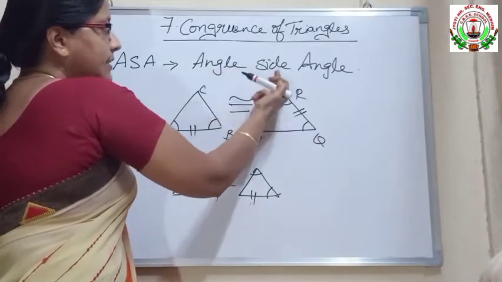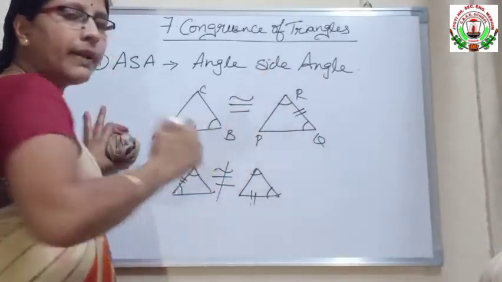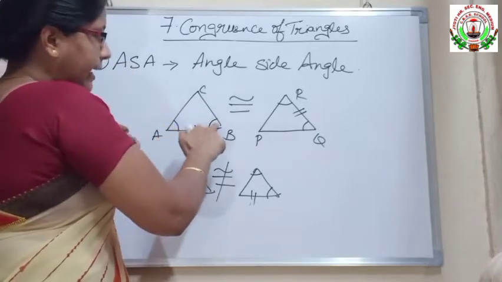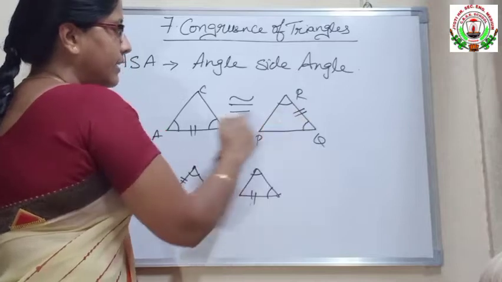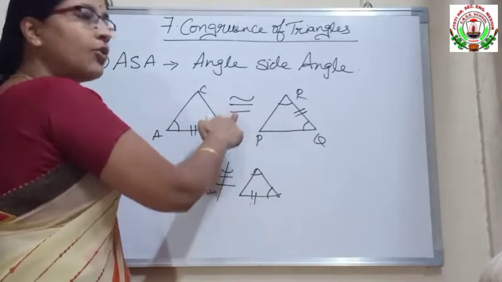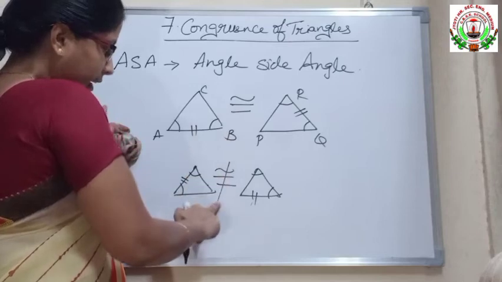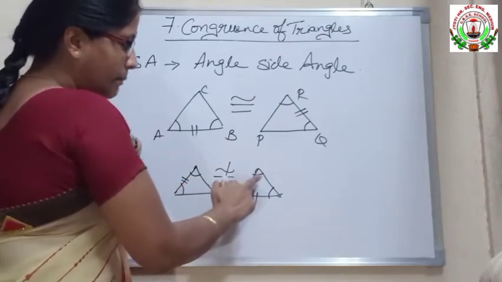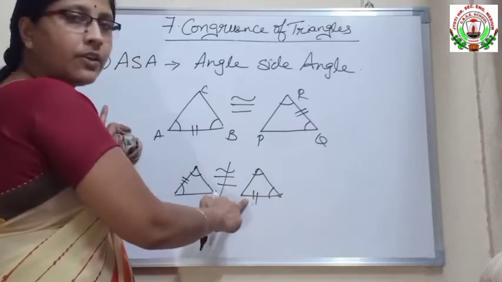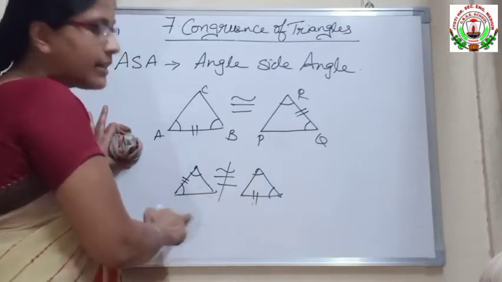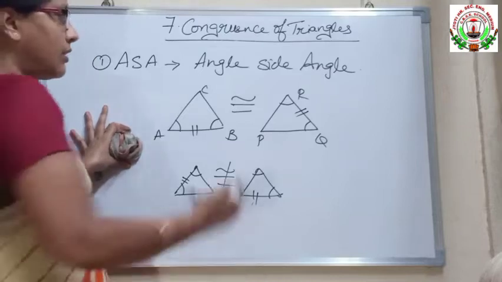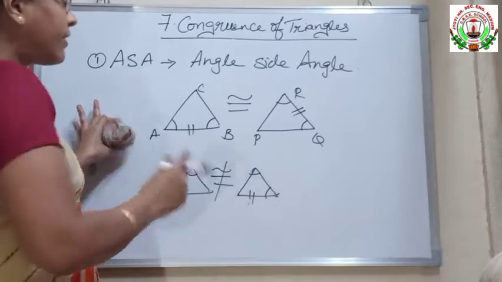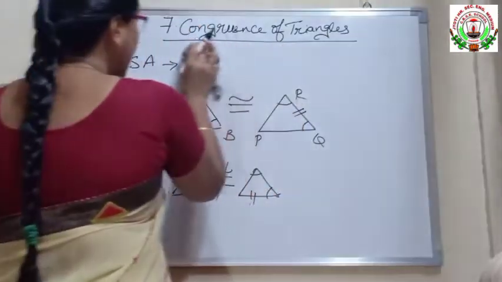Here angle, side, angle. So this side should be included between the two angles, like this: angle, side, angle. Then only these two triangles are congruent to each other. See here, angle, side, angle is not there; the angle is there, but the side is not included. So these two triangles are not congruent to each other. This is your third criteria for congruency of triangles. And the last one is RHS.